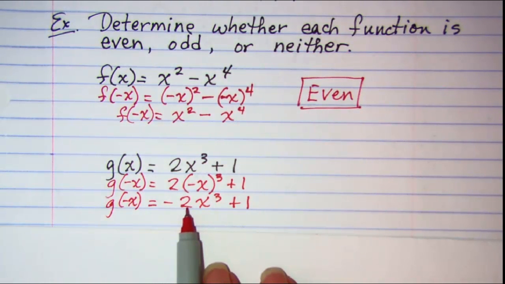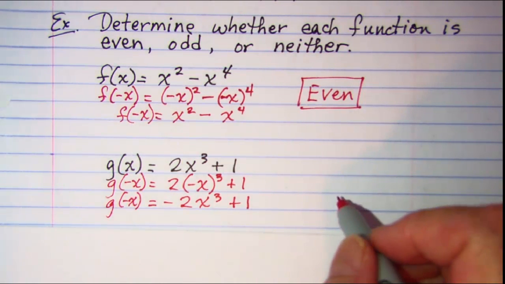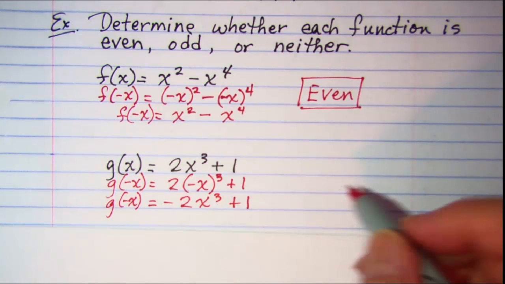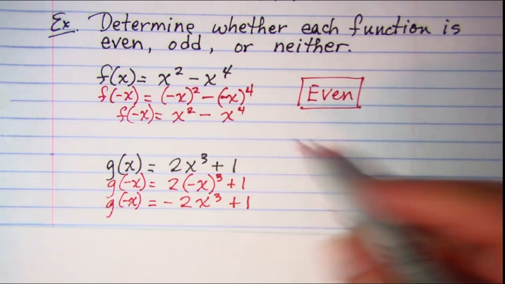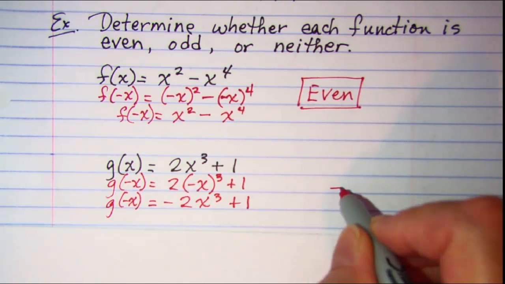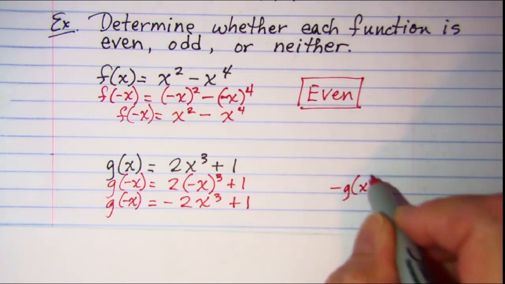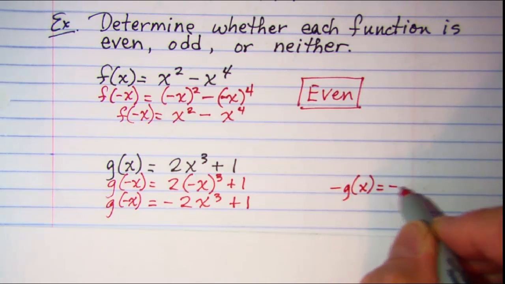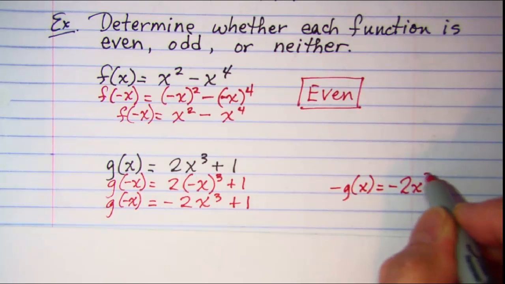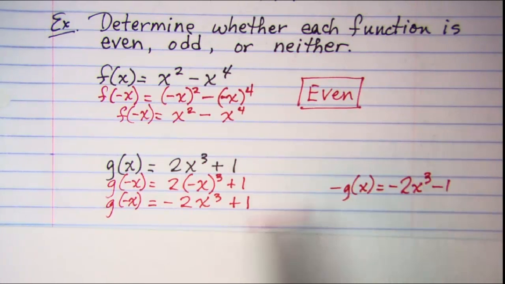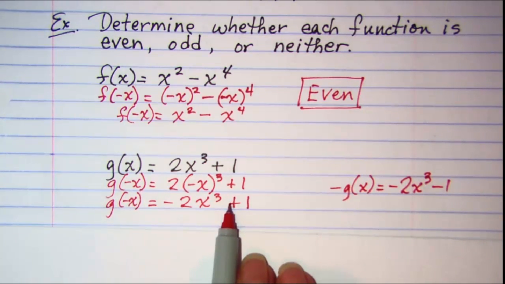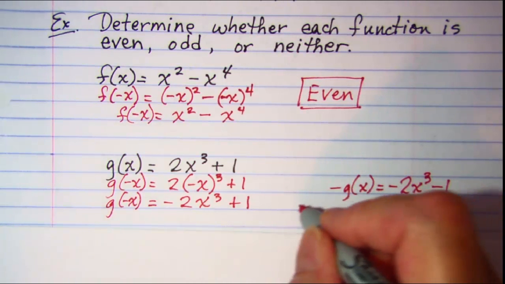So this is not the same as g of x, and it's also not the same as a negative g of x, because a negative g of x would be a negative on both terms, and we don't have that negative there. So this one is neither.